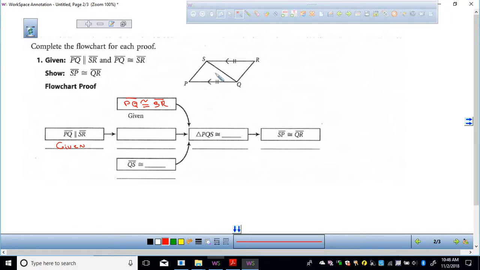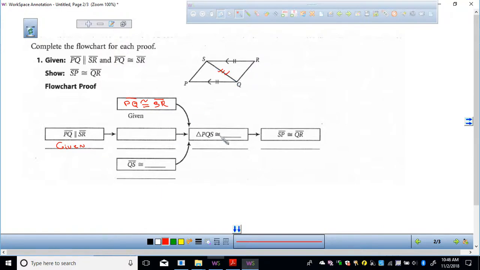So before I can prove a triangle congruent, I know these are parallel. What else do I know? If I want to prove this triangle is congruent, who can look up there and see how I can prove those two triangles are congruent? Shayla? Since SQ is shared between the two. Very good. So I'm going to write that.